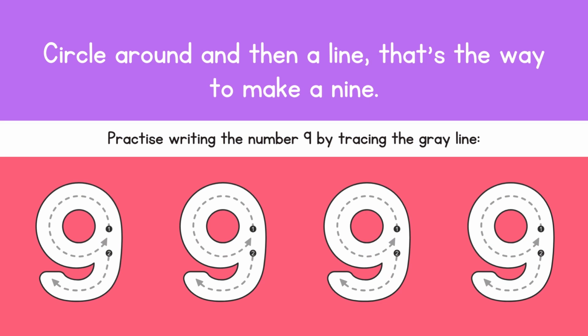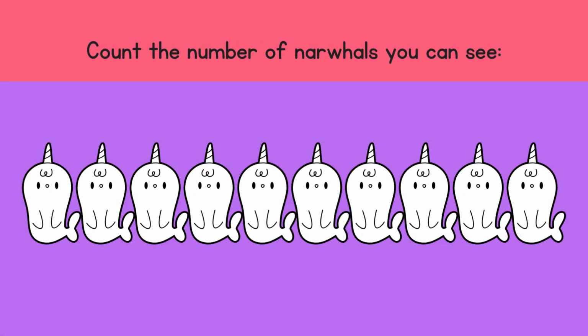Circle around and then a line, that's the way to make a 9. Practice writing the number 9 by tracing the gray line. Count the number of narwhals you can see.